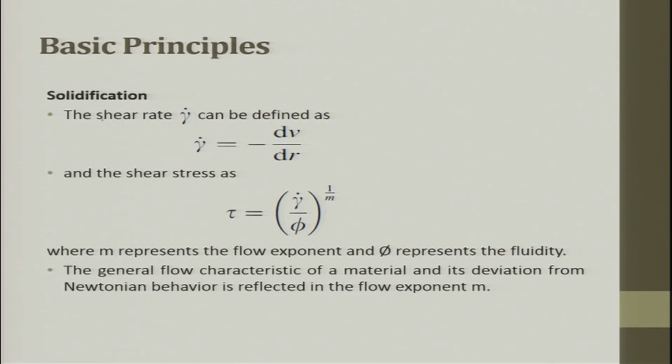The solidification rate, the shear rate gamma dot can be expressed as dV by dr, and the shear stress can be expressed in tau, where m represents the flow exponent and phi represents the fluidity. The general flow characteristics of the material and its deviation from the Newtonian behavior is reflected in the flow exponent m. So, this takes care.